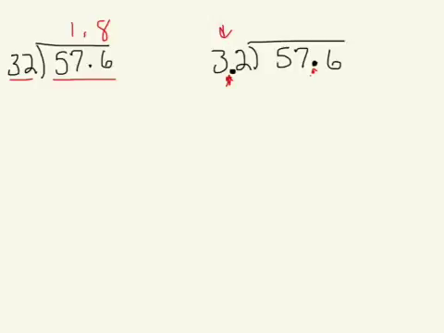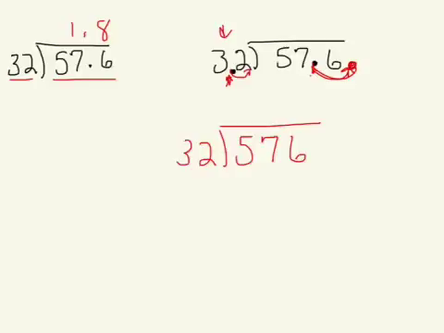So I'm going to move this decimal point over one spot. So then that 3.2 would become a 32. So I'm going to move it over one spot. If I move it over one spot in the divisor, I have to move it over one spot in the dividend as well. So that means this would be 576, because I'm going to move the decimal point right here. So now I have 576 divided by 32.